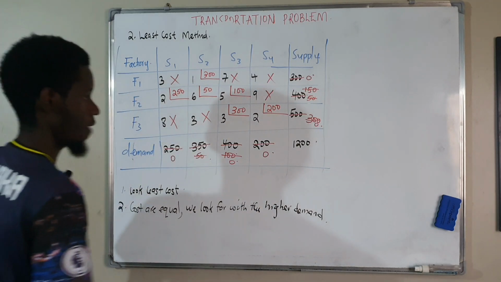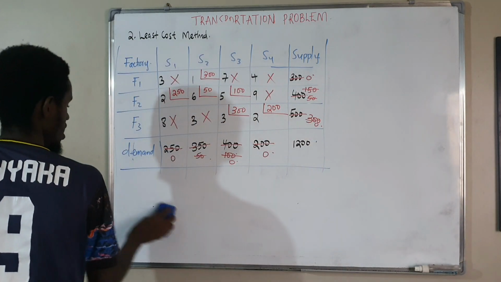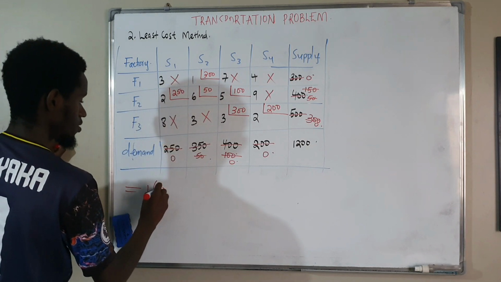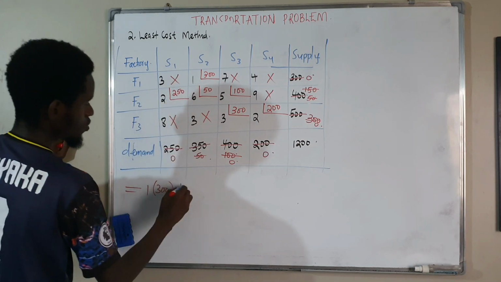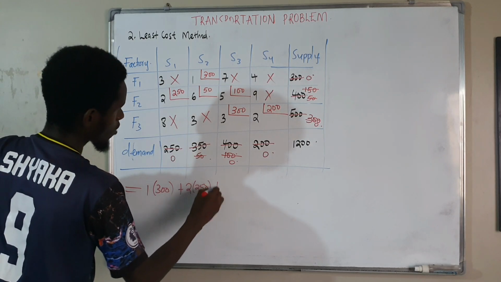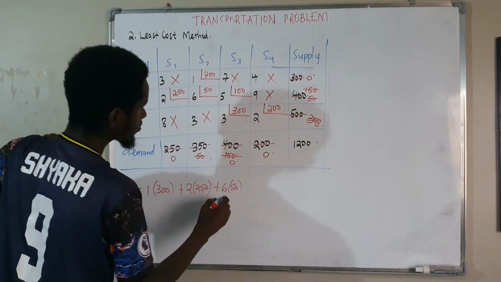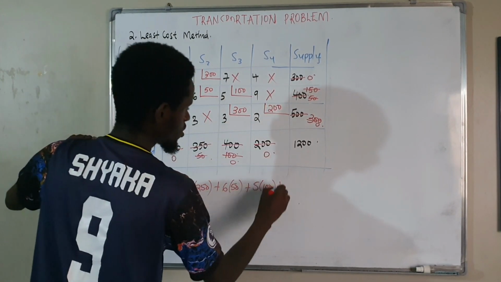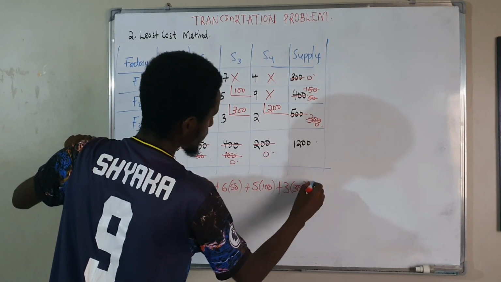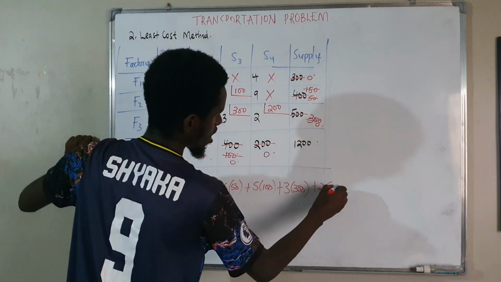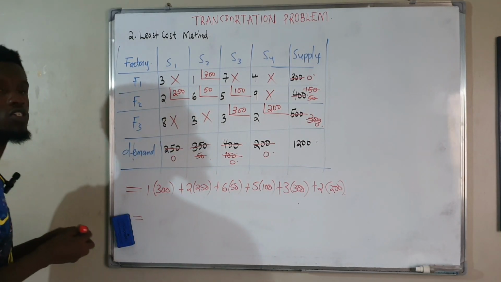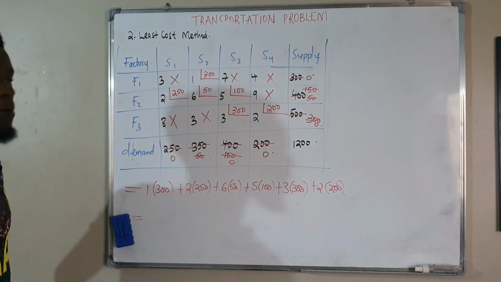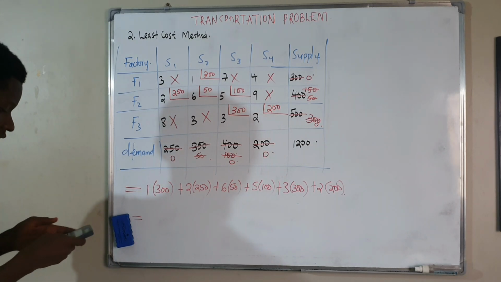And therefore, from here, I just conclude that my cost of transporting the commodity is going to be equal to, I look now for related cells, 1 times 300, plus 2 into 250, plus 6 into 50, plus 5 into 100, plus again 3 into 300, plus 2 into 200. And this answer I get here is going to be the cost of transporting the commodities from a given factory to a given store using the least cost approach. And I think if I add, I'll be able to get the answer.